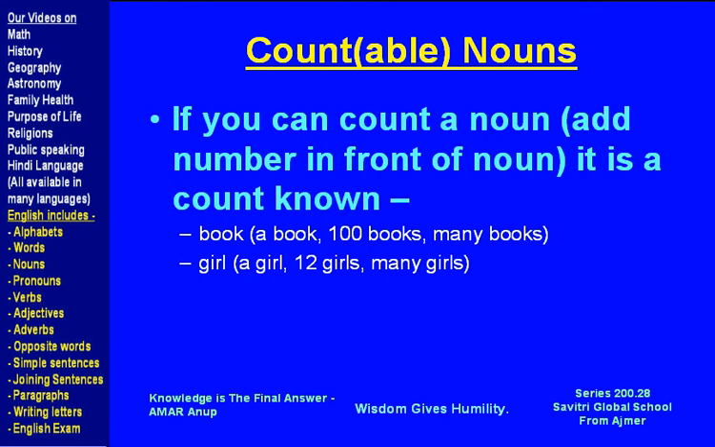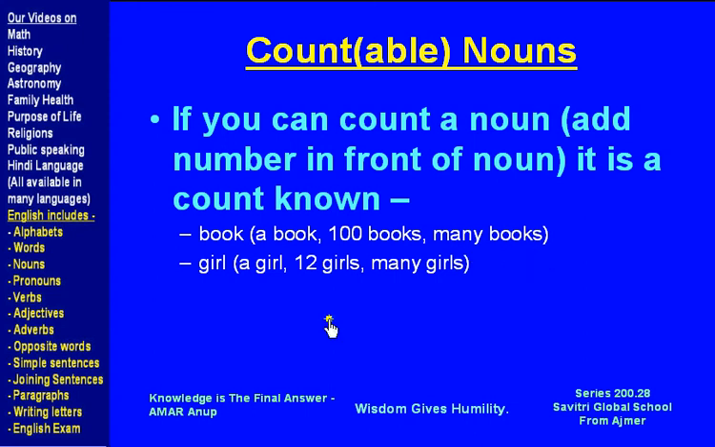An easier way to understand count nouns is if you use the word countable nouns, then you will understand what count nouns are. Count nouns have certain characteristics. One is that you can add a number before a count noun. So if I say the word book, I can add a number before a book. 100 books. If it is one book, I can say a book. If there are many books, I can say many books.